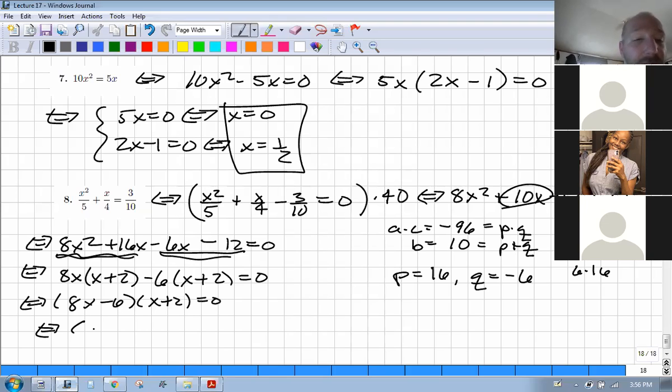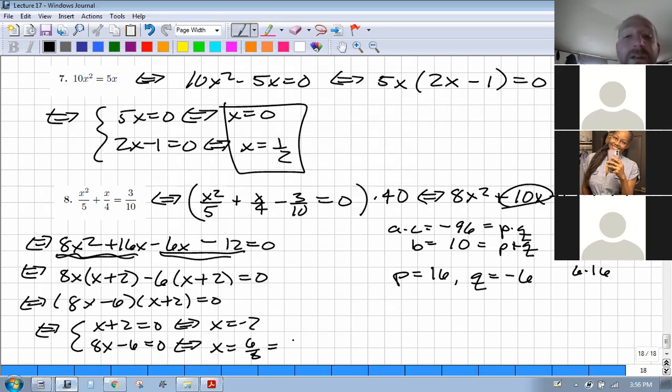So either x plus 2 is 0 or 8x minus 6 is 0. This one says x is -2. This one says x is 6/8, which is the same thing as 3/4. So there's our two solutions.